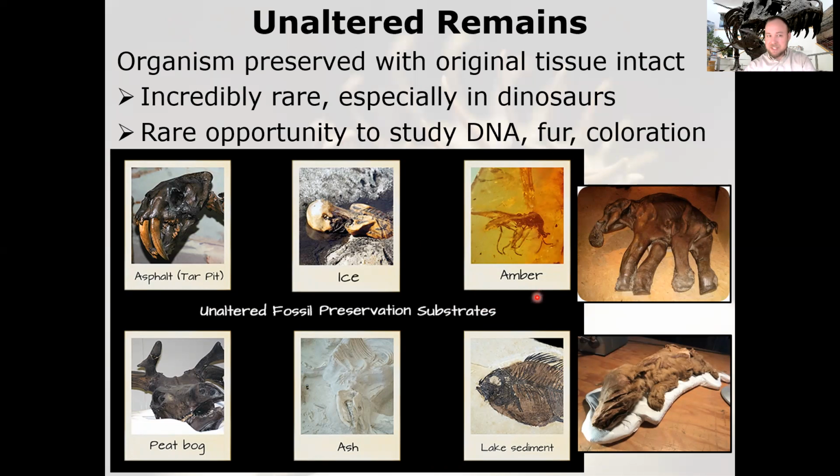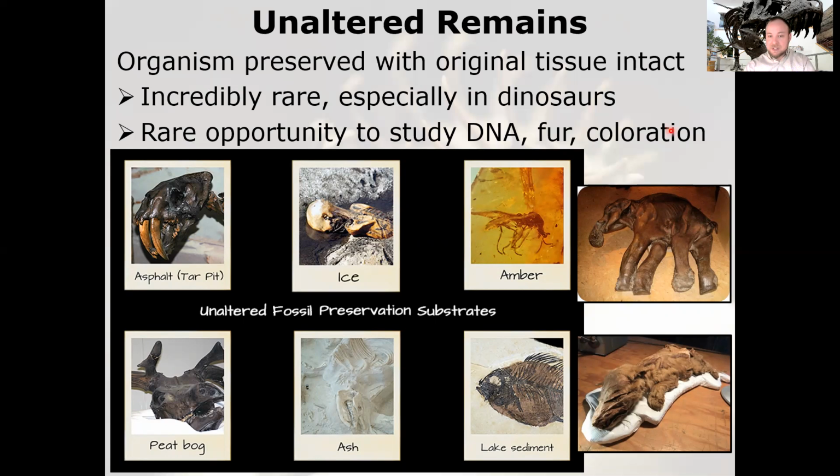Amber preserves things perfectly. This is sort of a glimpse into the Mesozoic world with the fossil amber. It's not quite the same as they say on Jurassic Park, but you know, whatever. Peat is another way, or ash. So like in Pompeii, those human remains are sort of preserved there. Or lake sediments. Lake sediments is a good way to preserve organisms with relatively unaltered remains.